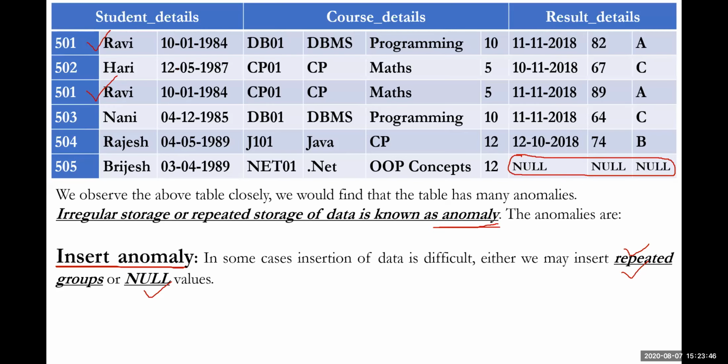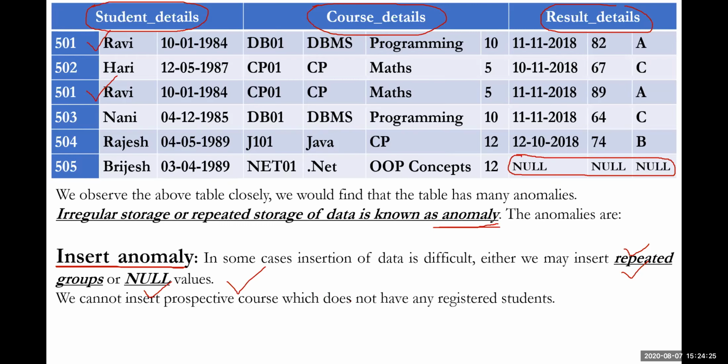Repeated groups could also be specified with one more. Student details is one repeated group, course details is another repeated group, and result details will be another repeated group. There are three different types of repeated groups available with us. So there are two possibilities. Possibility number one is that data will be entered repeatedly. Number two is that you are forced to enter null values. If these two kinds of things are available, then it will be called insertion anomaly.